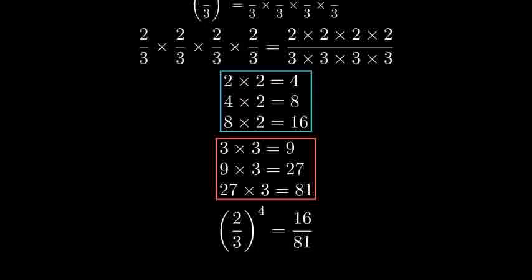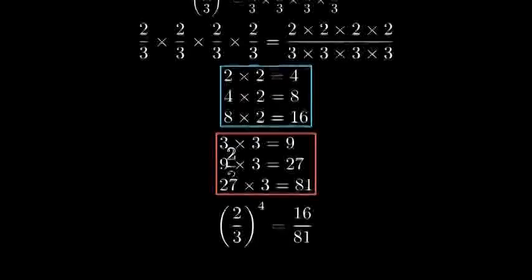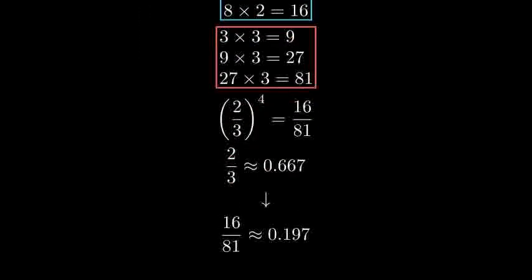Let's verify this makes sense. Since 2/3 is less than 1, when we raise it to a power, it should get smaller. If we convert our answer to a decimal, 16 divided by 81 is approximately 0.197, which is indeed smaller than 2/3, which is approximately 0.667.